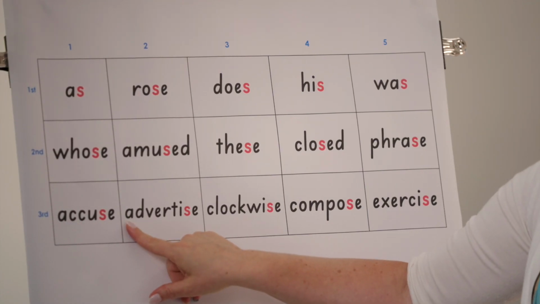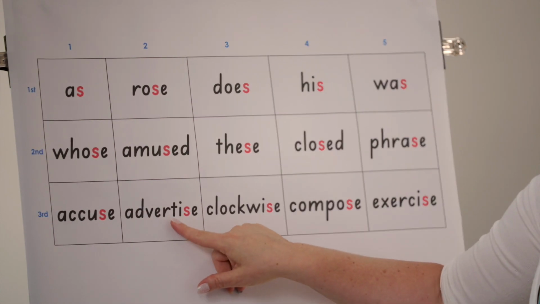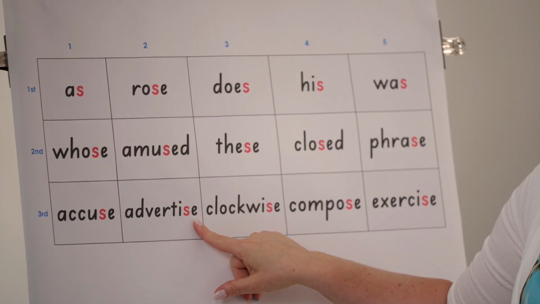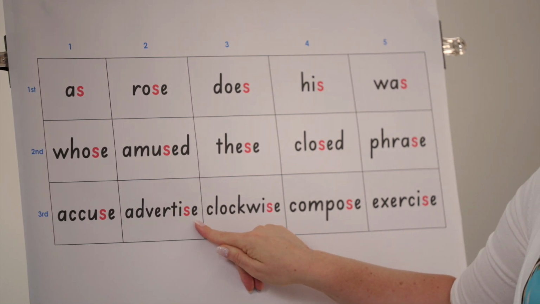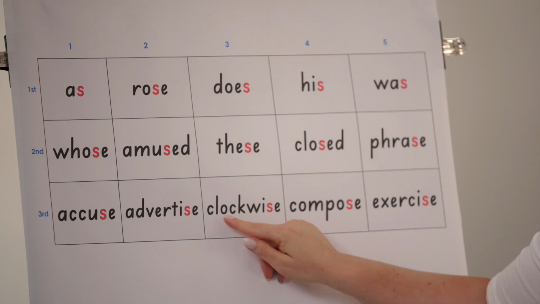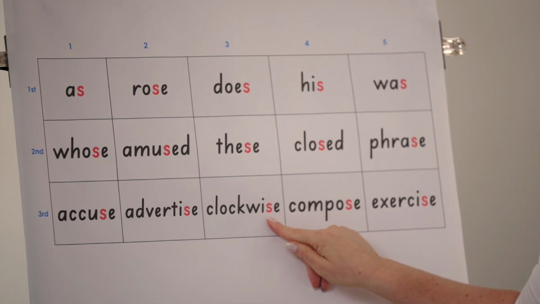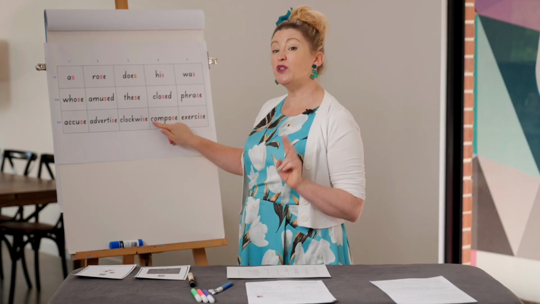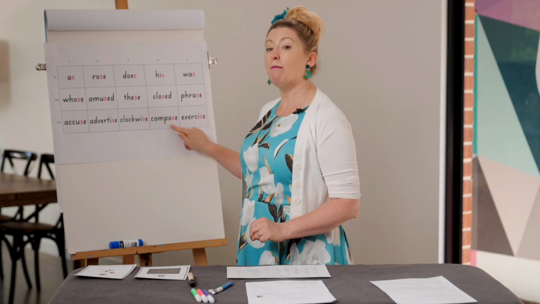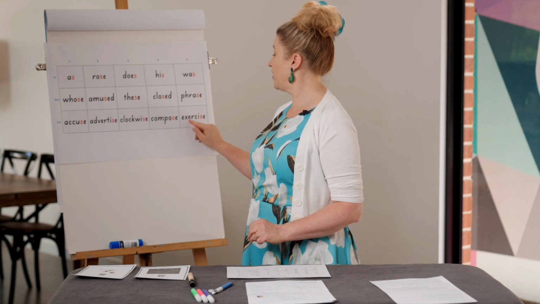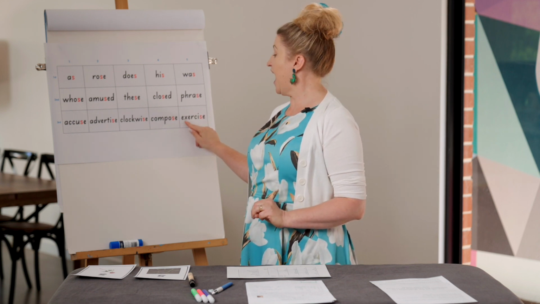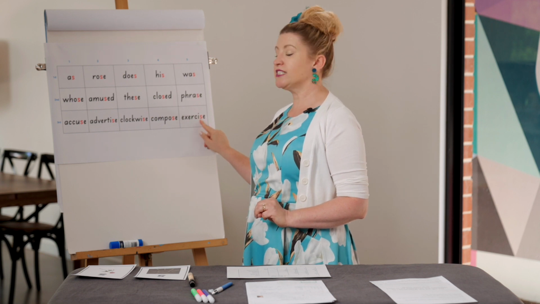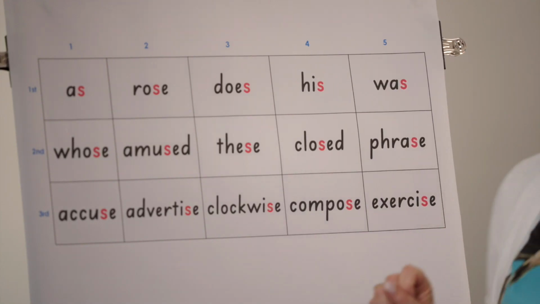Accuse. Oh, now this has got 3 syllables, so I'll scoop the syllables for you to help make it a bit easier to read. Advertise. Compound word. Clockwise. 2 syllables. Compose. Compose. This one, 3-syllable word. I'll scoop the syllables. Are you ready? Exercise. Exercise. Did you get them all?